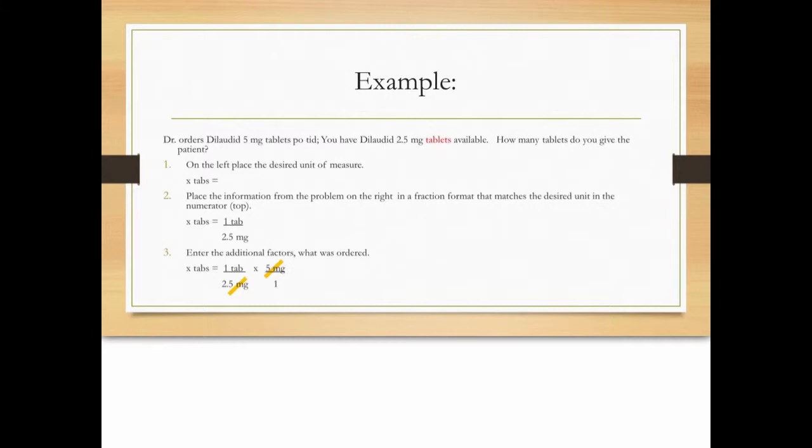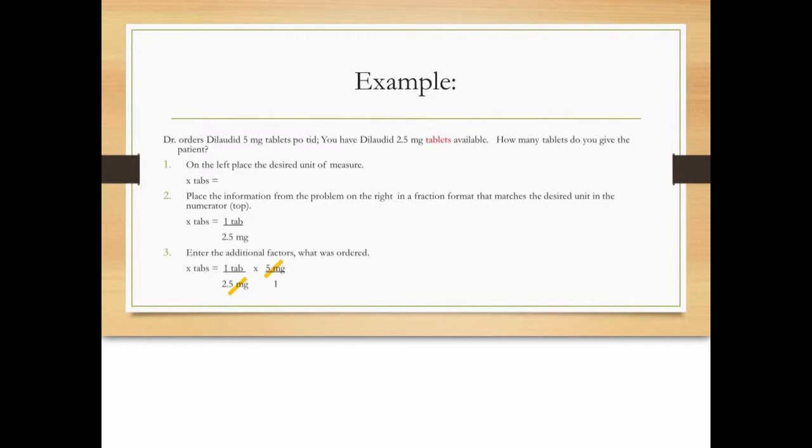But what you have available in the medication cupboard is Dilaudid 2.5 milligrams per tablet. So each tablet contains 2.5 milligrams. How many tablets are you going to give in order to administer the safe dose of Dilaudid 5 milligrams? Setting up your equation, on the left side, you would put X tablets. That's what we want to learn.